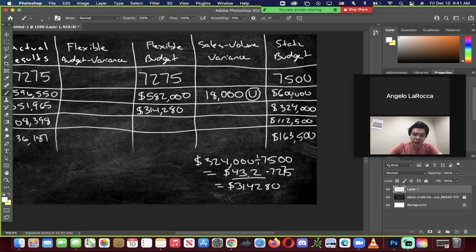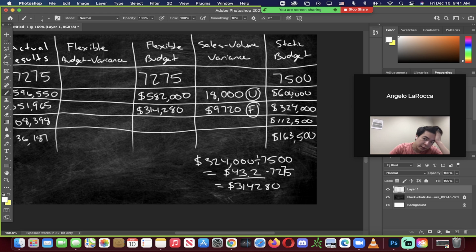And we take the difference and we see, okay, so this went from 324,000 to 314,280. Therefore, this number in the middle is going to be 9,720. And this is going to be favorable, right? Because our costs are decreasing from 324,000 to 314,000, right? That's a favorable outcome, right? We want these costs to decrease. Therefore, this is going to be favorable.